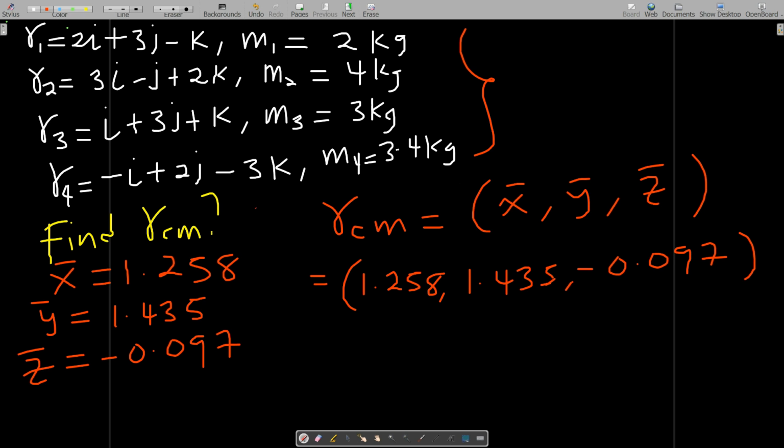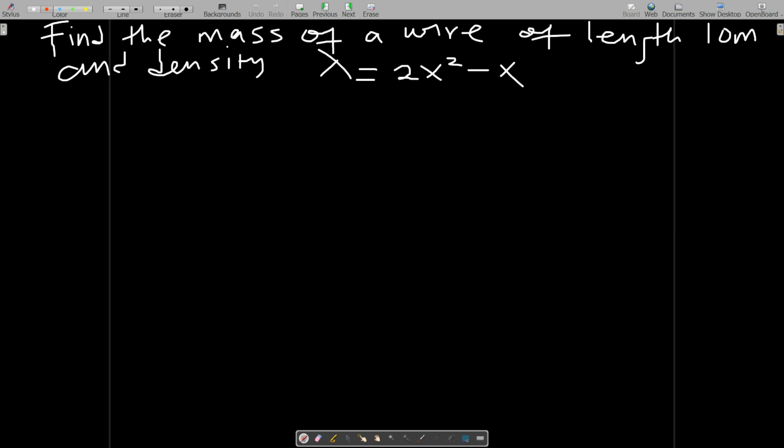I hope you understood it. Alright, so let's move on to the next question. Now, find the mass of a wire of length 10 meters and density lambda equals this. The length is 10 meters.